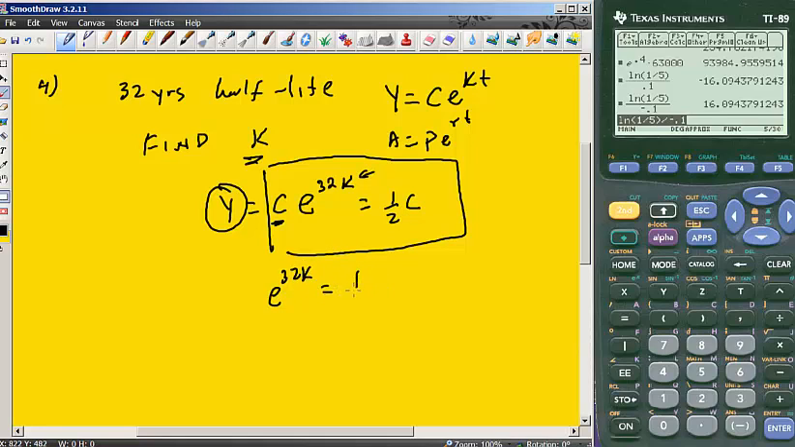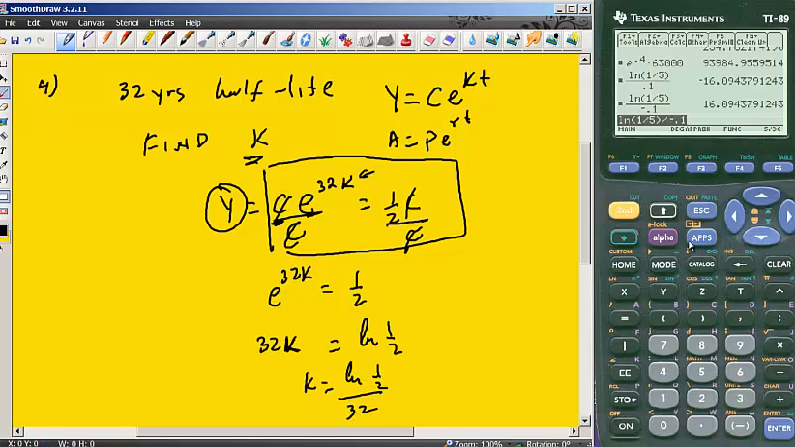to 1/2, because the C's are going to cancel each other out. Then we're going to ln both sides. When you ln the right side, you get ln of 1/2. When you ln the left side, you get 32k. So we're going to go ahead and solve for k. So k is equal to ln of 1/2 over 32.